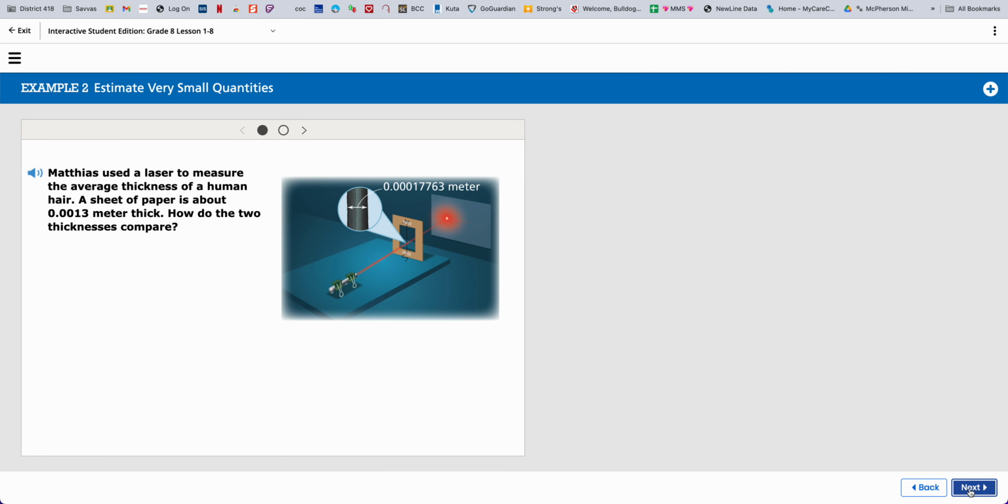What if I need to round some really tiny numbers? Can I use powers of 10 to do that? Of course I can, okay? So, 0.000177763 meters is how thick a human hair is if we measure it using a laser beam. And a sheet of paper is about 0.0013 meters. So how do the two thicknesses compare?